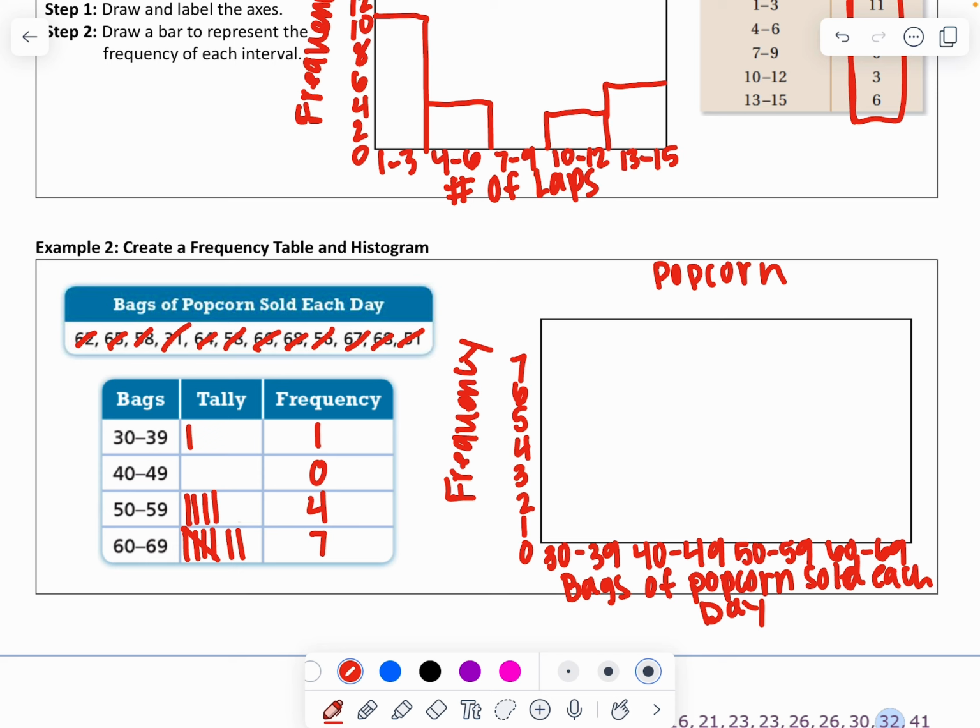So for 30 to 39, there was just 1 bag of popcorn sold, or one day there were 30 to 39 bags sold. And so we're going to go up to 1, and it will look like that. And then 40 to 49, there's 0, so I don't do anything with that one. And then 50 to 59, there's 4 of them. And then 60 to 69, there's 7, so I go all the way up to the 7. And it would look something like that.